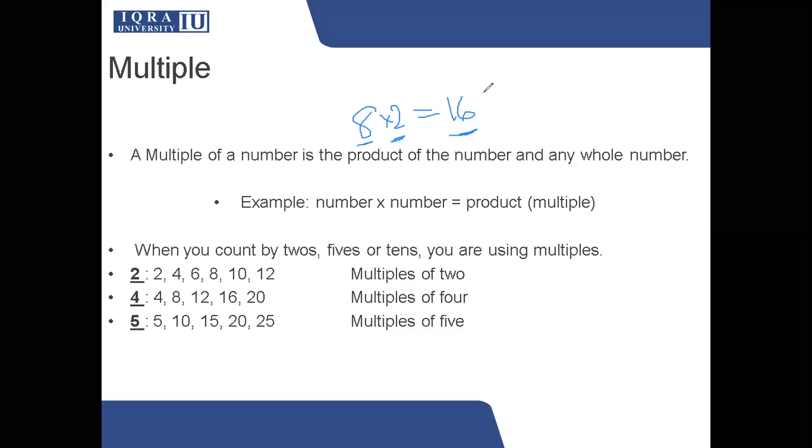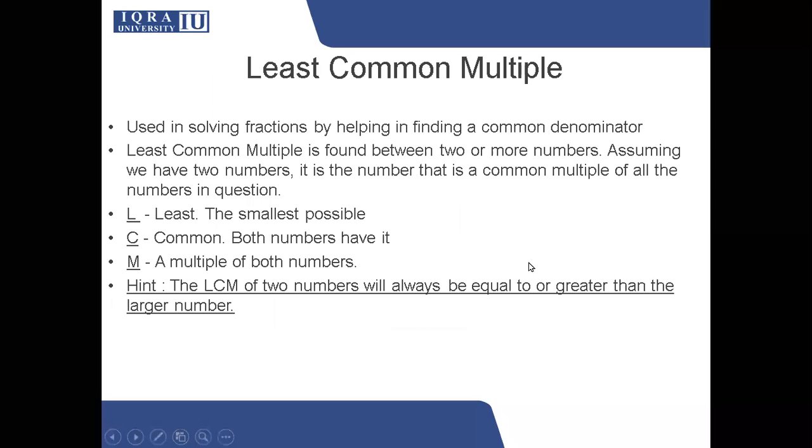For example, this is the table of 2 right over here: 2, 4, 6, 8, 10, 12. All these values are multiples of 2. Similarly, the table of 4, we get 4, 8, 12, 16, 20. These are all multiples of 4. And likewise for 5, these are all multiples of 5. So I hope you get a general idea of what a multiple is.